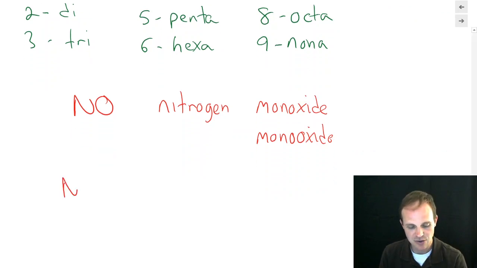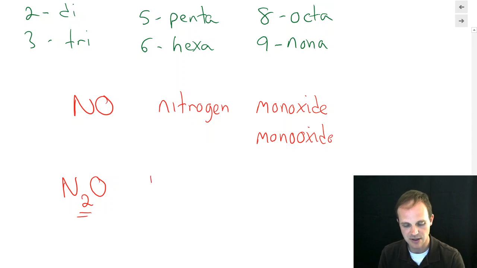Well, it turns out N2O also exists. That's laughing gas. What are we going to call that? Well, there's two nitrogens, so 2 is di, so it's dinitrogen monoxide.